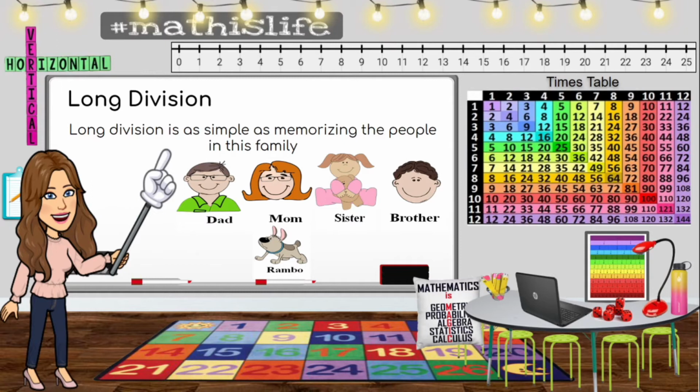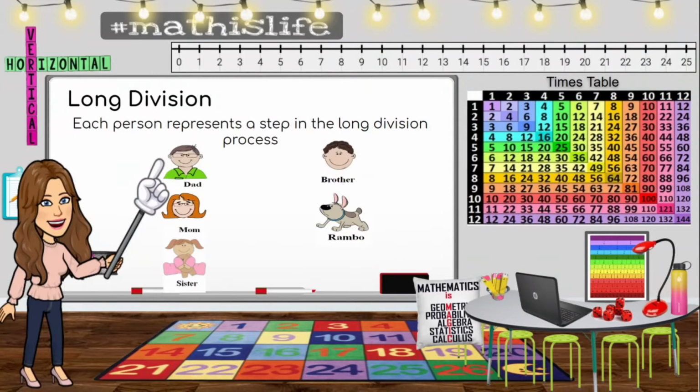Long division is as simple as memorizing the people in this family. We have a dad, a mom, a sister, a brother, and of course, we couldn't go out without our little pet, Rambo. And each person in this family represents a step in the long division process.